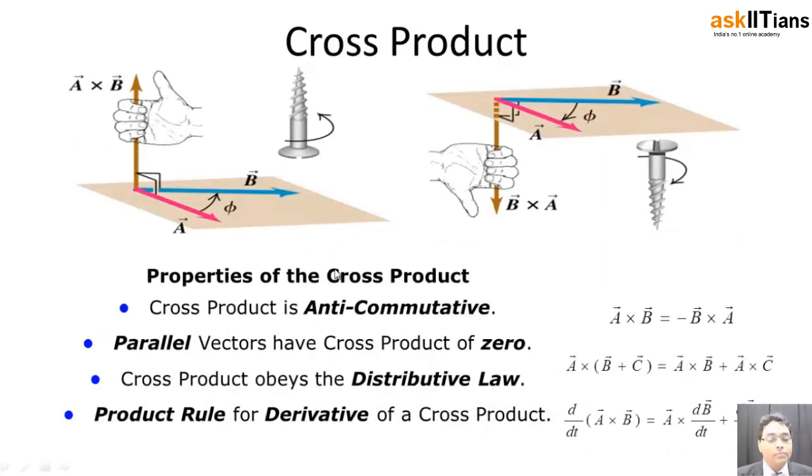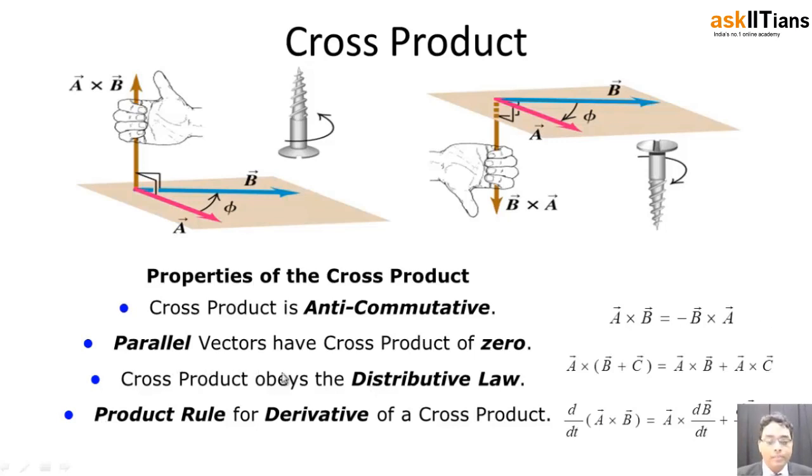So what are the properties of this cross product, which you would have studied before as well? First of all, cross product is anti-commutative. Anti-commutative means what? As you can see from this, A cross B is directed like this, B cross A is directed like this, right? So using vector notation, A cross B equals minus B cross A. That is what is meant by this being anti-commutative.